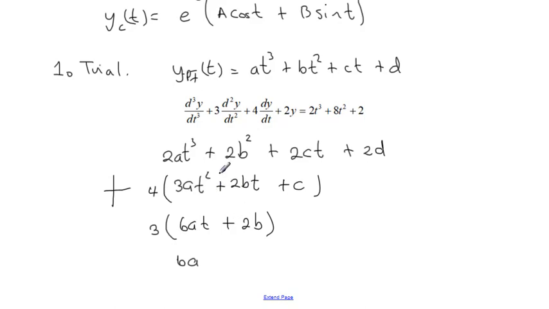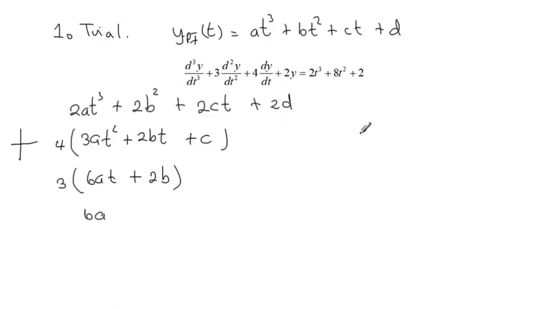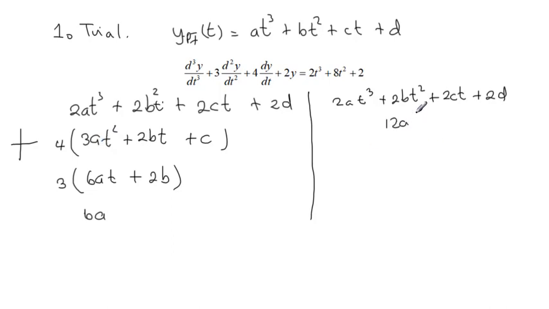Now we need to simplify this. This is the left hand side. We need to simplify this and match it with the right hand side there. What we're going to get actually is the following. The first row there is 2a t cubed plus 2b t squared plus 2c t plus 2d, and then we've got 12a t squared plus 8bt plus 4c.